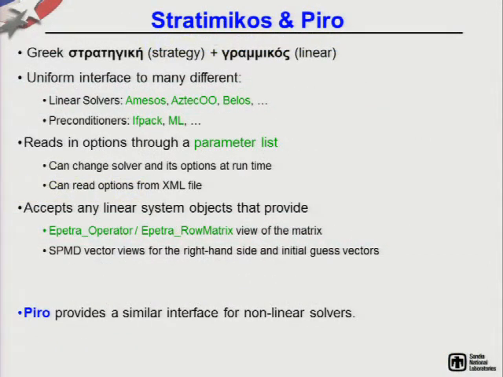And finally, we have our interface layers. So Stratimikos and Piro. Stratimikos for linear, Piro for nonlinear and continuation sorts of things. The whole idea is it's a uniform interface. So I could go and learn the interface for AztecOO and Belos and ML and Ifpack, and they're all similar, but not quite the same. Stratimikos, and then Piro for the nonlinear, provide a way of unifying that. This works through this Teuchos ParameterList guy. And the cool thing about it is you can basically capture all this in an XML file.